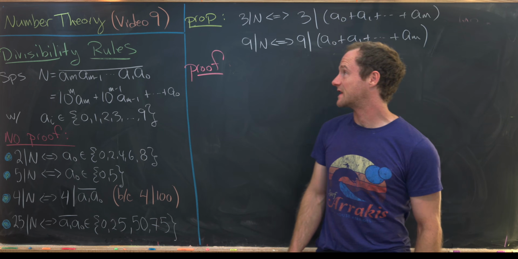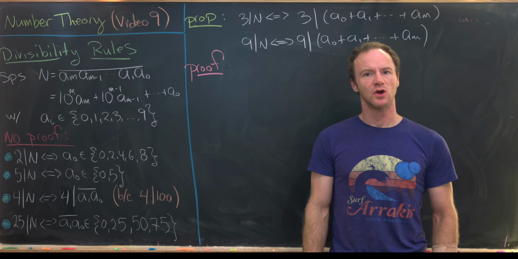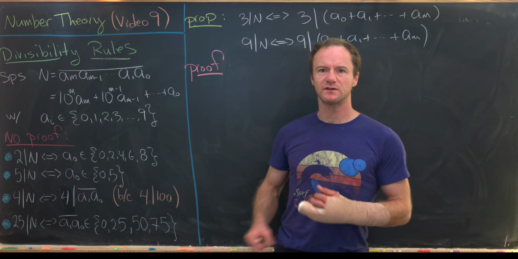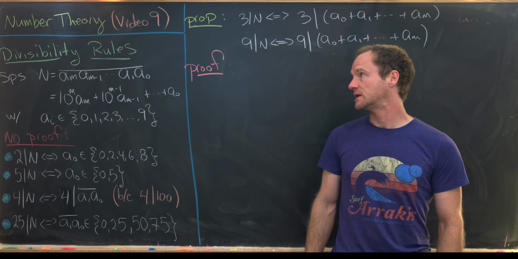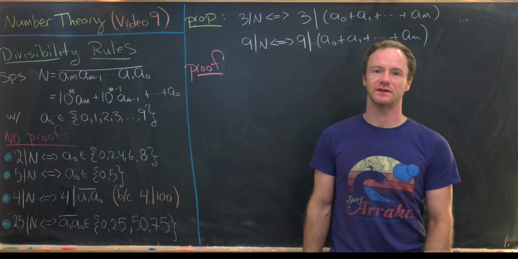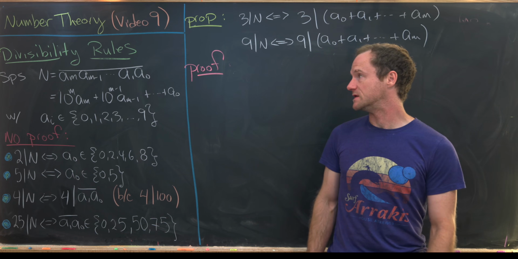This is the 9th in a series of videos that I'm creating to support a number theory course. We just got done talking about congruence modulo n, which built off of the idea of divisibility. And now we're going to use that to prove some nice divisibility rules. So some of these you've probably seen, and some of them might be new.